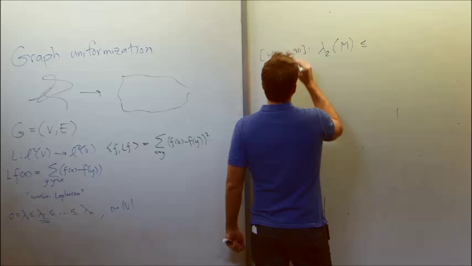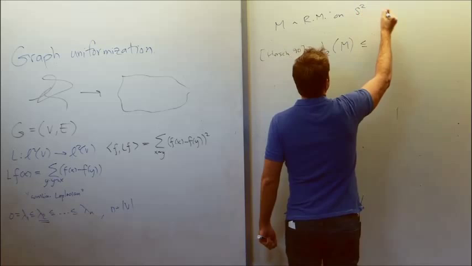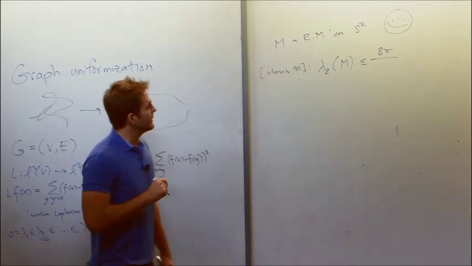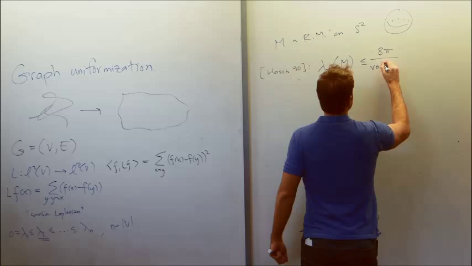suppose M is some Riemannian metric on the 2-sphere. You just take some metric on the 2-sphere. Then the smallest non-trivial eigenvalue is extremal for the round 2-sphere itself. You have to normalize by the volume. But this is what Hersch proved in 1970.